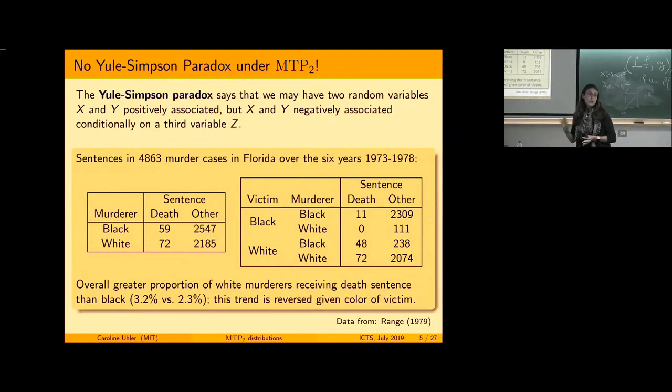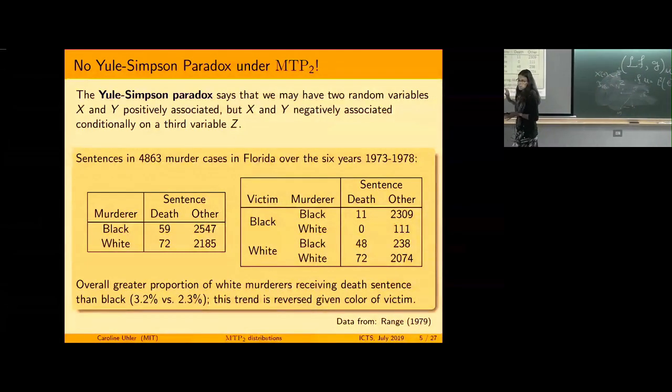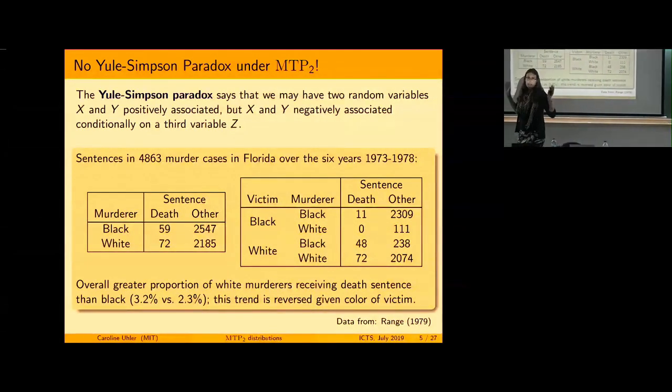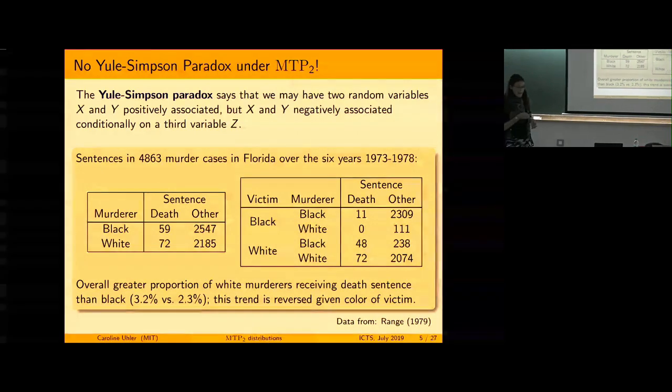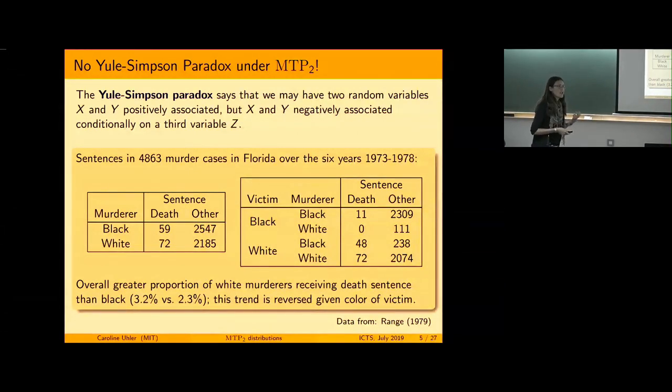And under MTP2, something like this cannot happen. MTP2 is a super strong form of positive dependence: no matter what you condition on, you're still positively dependent. So that's another nice property when you're thinking of data science. You cannot suddenly have signs of associations change. Let me go through why this cannot happen under MTP2.